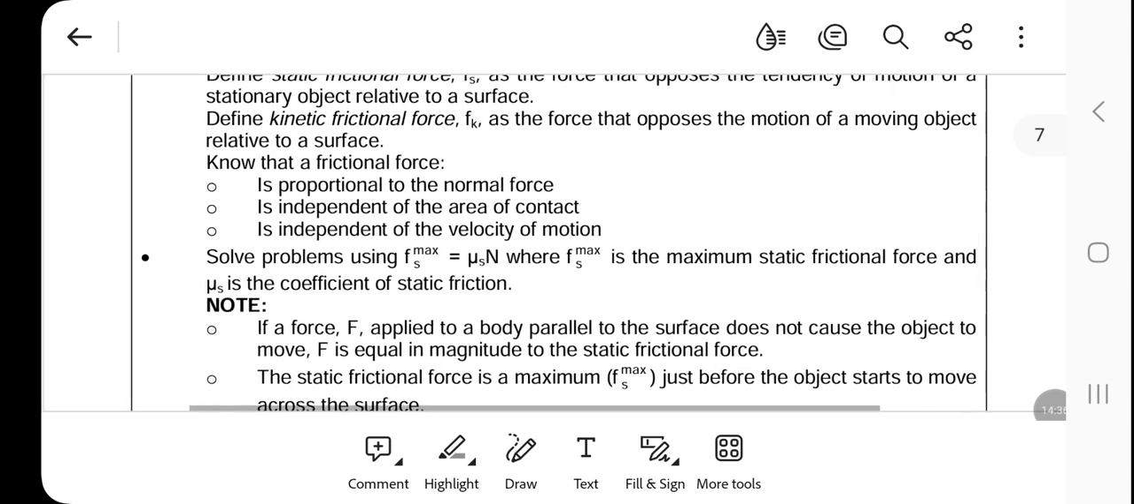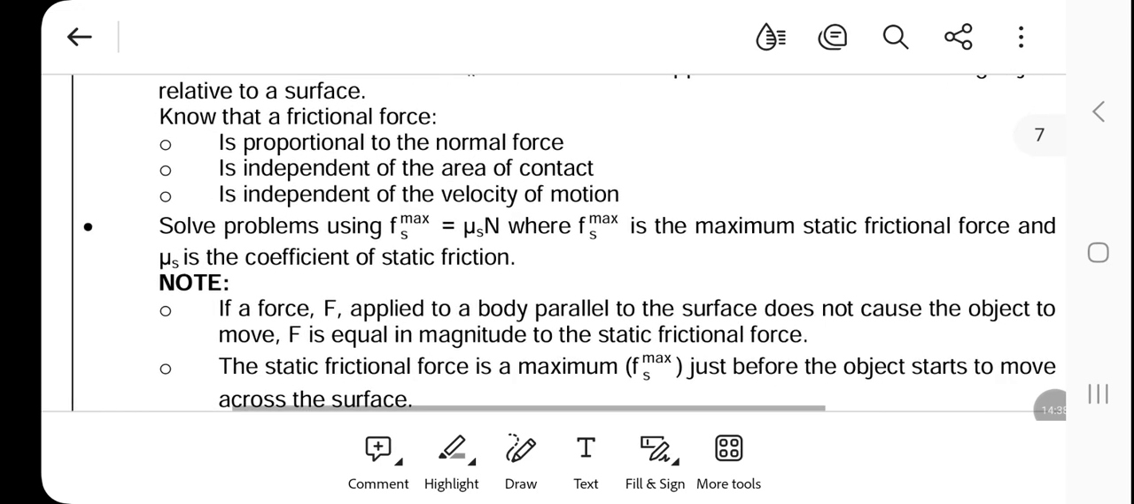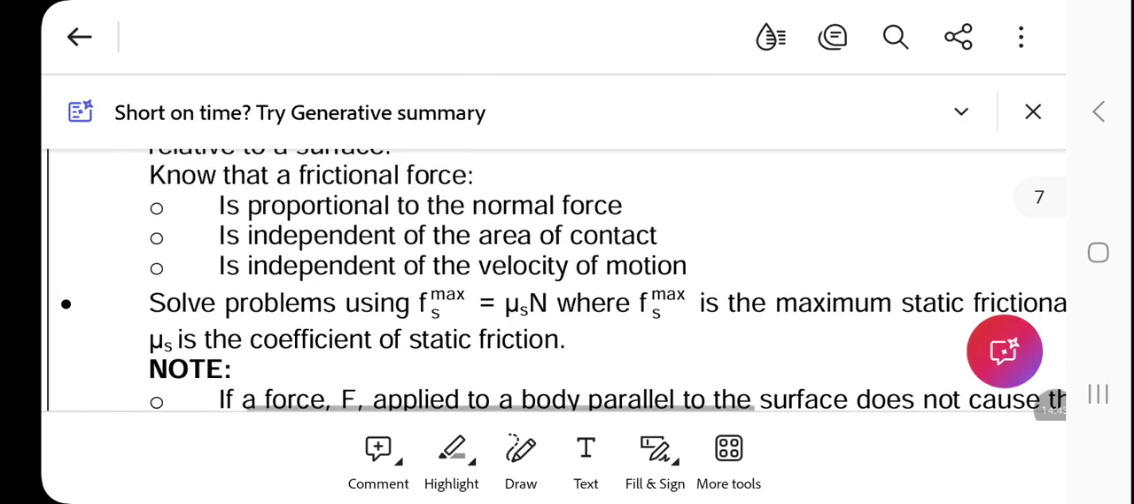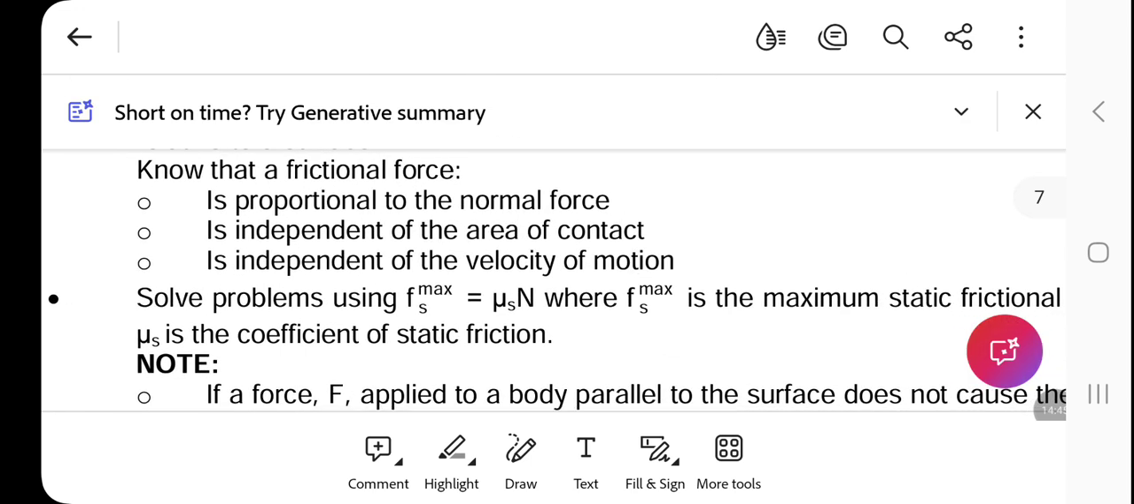Now there are these terms which are very important. Know that a frictional force, and you must know this from the formula, is proportional to the normal force, is independent of the area of contact, and is independent of the velocity of the motion. These points are very, very important, guys. So take note. You must know this. I'm going to explain this using the formula, please.